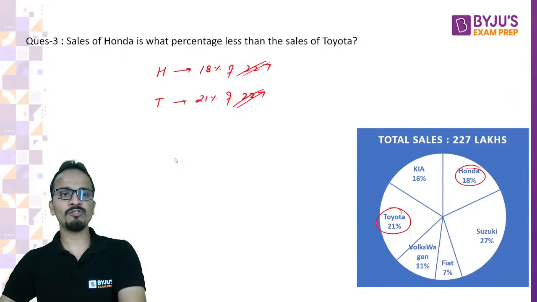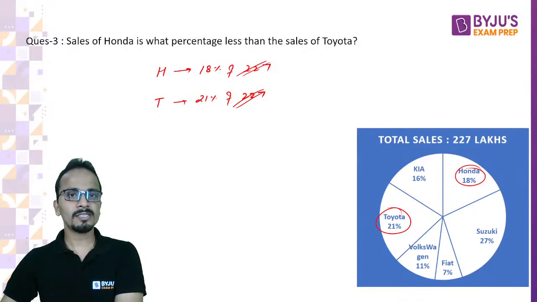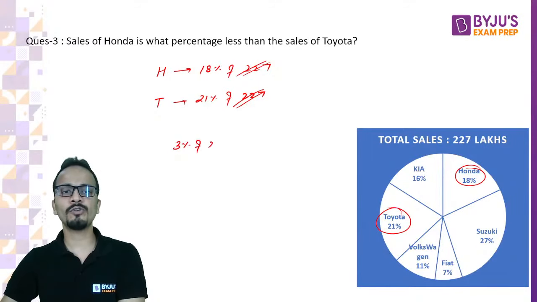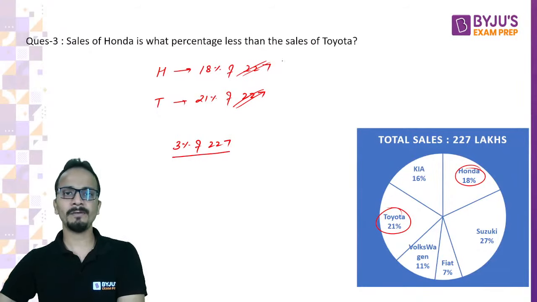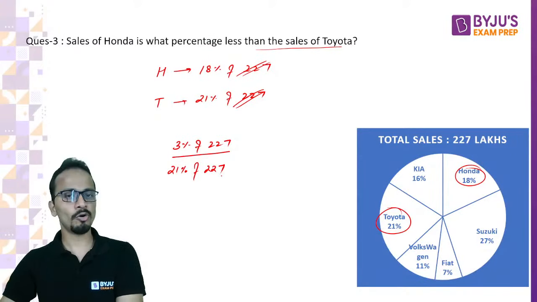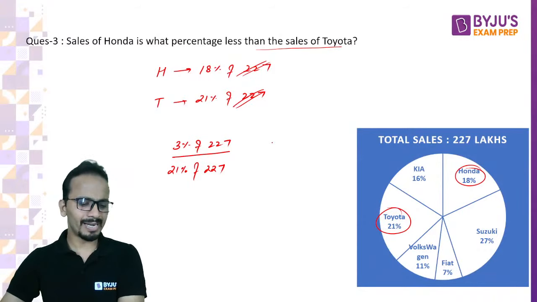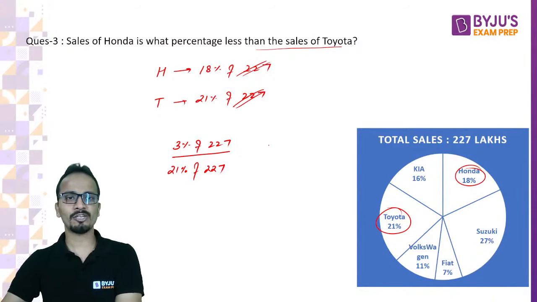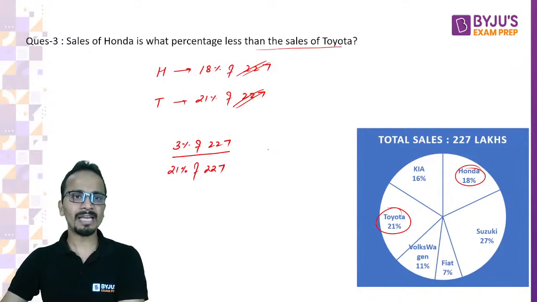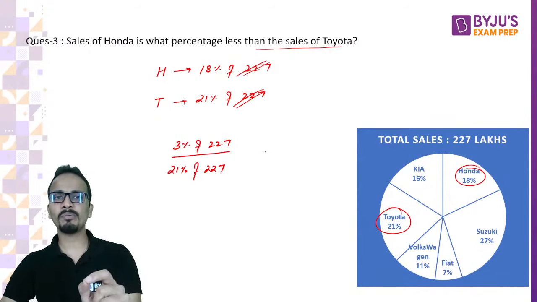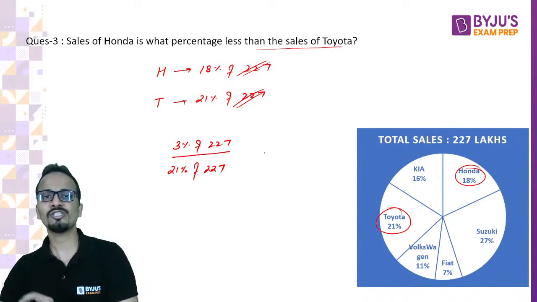So basically I have to find out Honda is what percentage less than Toyota. So in the numerator I'll write their difference. Their difference will be 3% of 227, divided by the sales of Toyota. So in the denominator I'll be writing the sales of Toyota. Then multiply by 100. Write it if you want to, don't if you don't. Okay, fine. Am I clear?